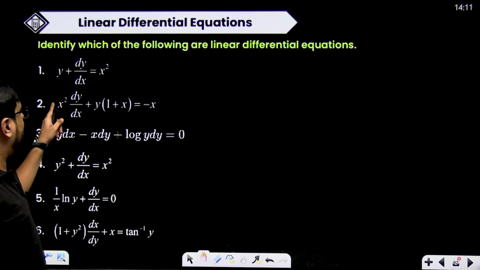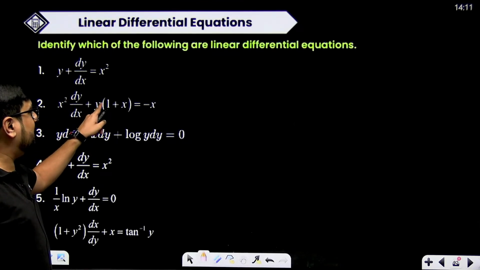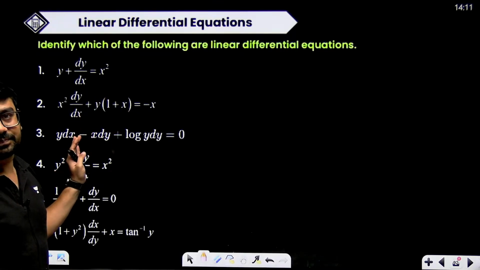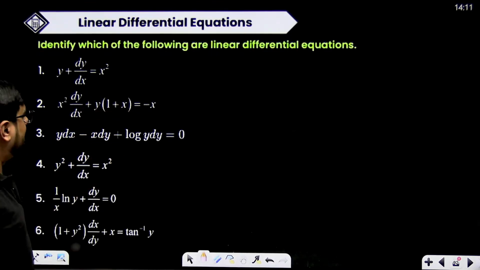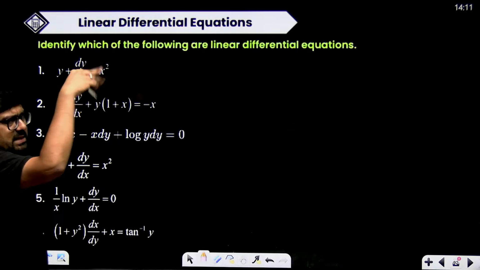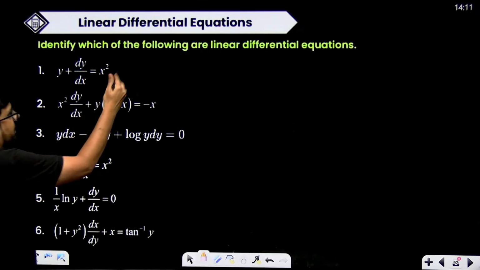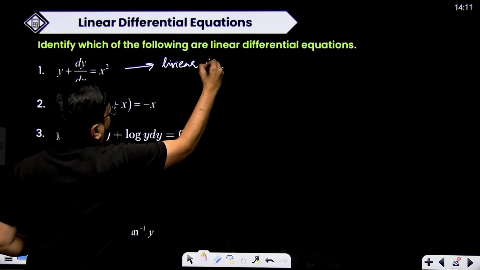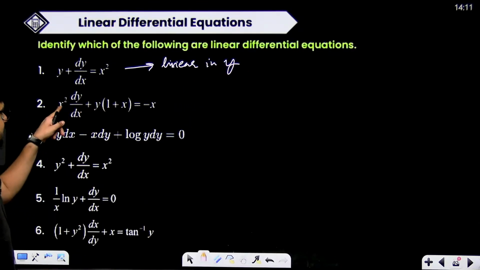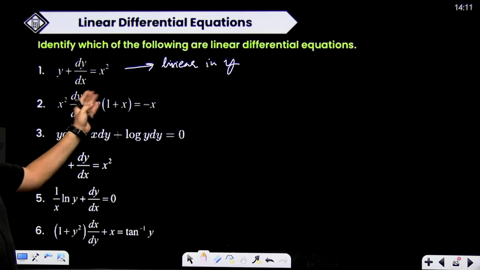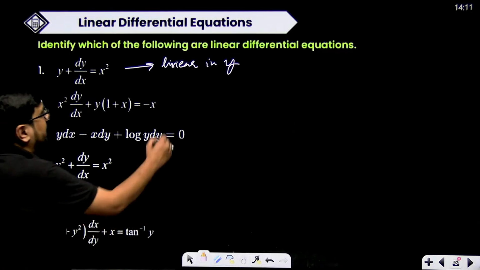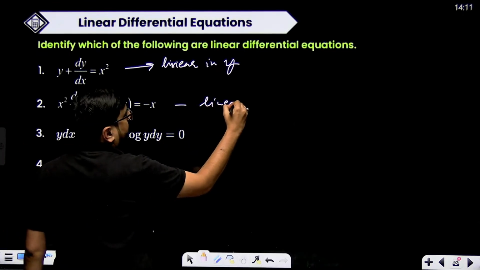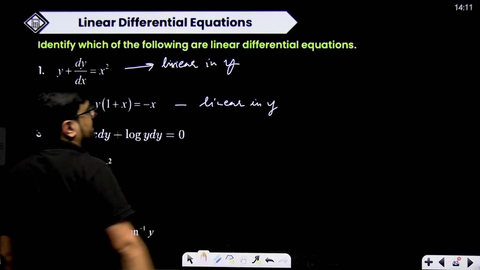For example, over here if we see, dy by dx is there, y is there, and y into x is there. With y we have multiplied something which is x, no problem. But this is linear in y. This is also linear in y. With y, there is y and there is dy by dx. Both degree is 1. With dy by dx, something is multiplied. With y, something is multiplied. But this is again linear in y. This is linear in y.